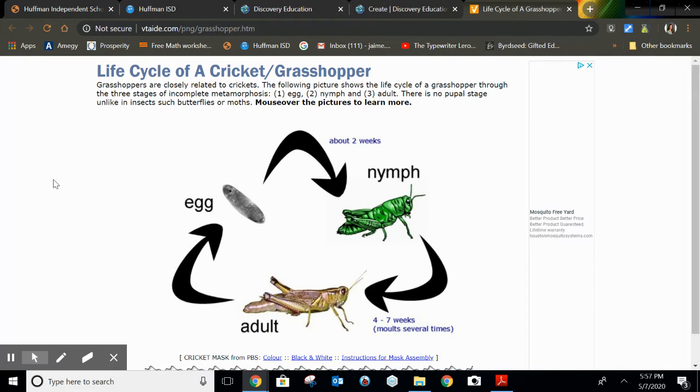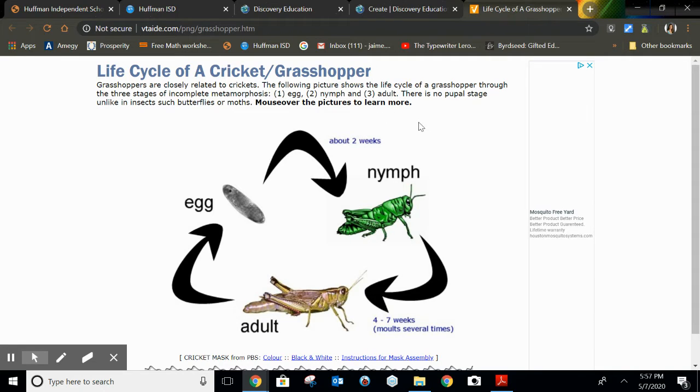And this is an interactive life cycle of a cricket or a grasshopper. The grasshoppers are closely related to crickets. The following picture shows the life cycle of a grasshopper through the 3 stages of incomplete metamorphosis. Stage 1 is the egg, stage 2 is the nymph, and 3 is the adult. There's no pupal stage, unlike the insects such as butterflies and moths, and our darkling beetles.